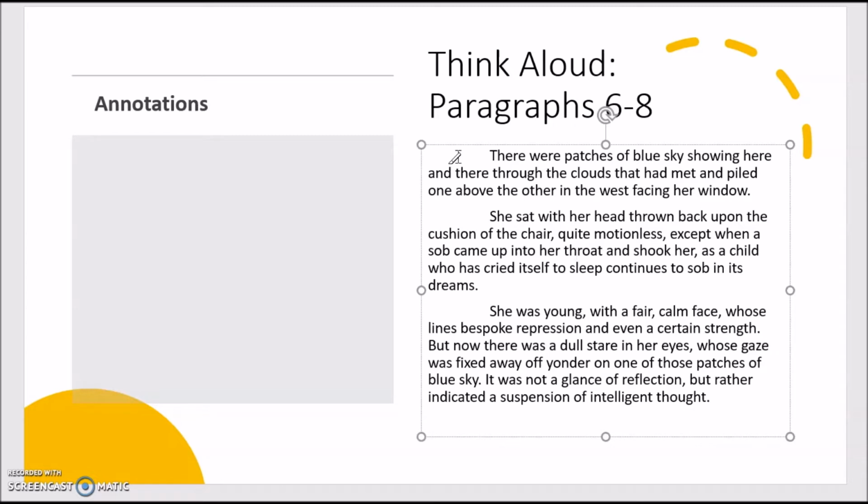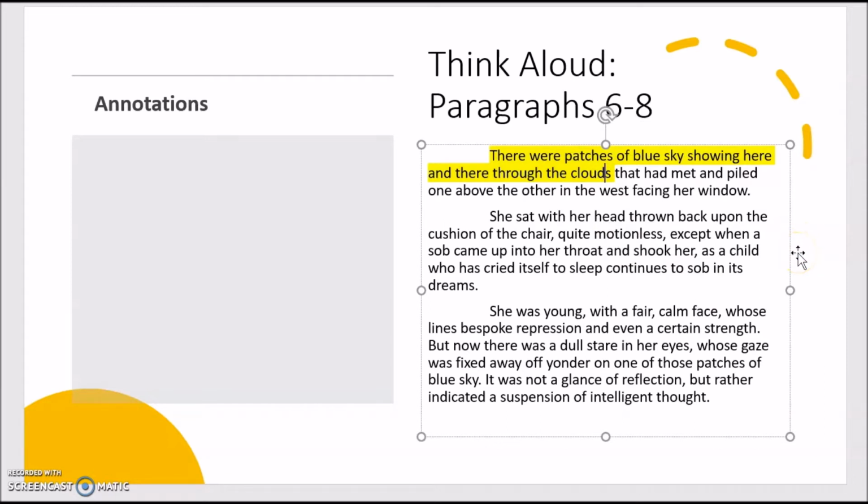Paragraph 6 starts, "There were patches of blue sky showing here and there through the clouds that had met and piled one above the other in the west facing her window." I'm going to stop and highlight this. This is a description of the setting, and I think it could be important to the story.